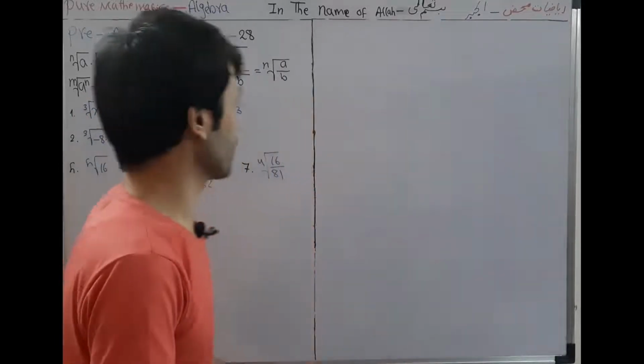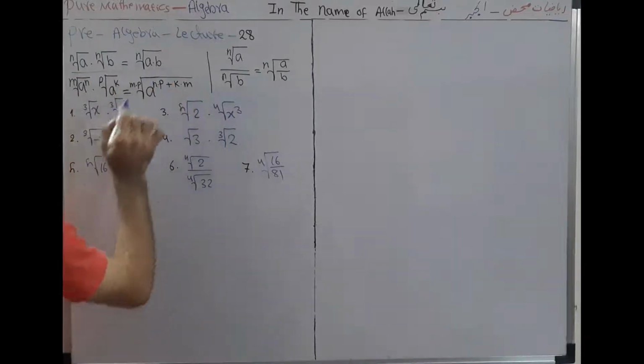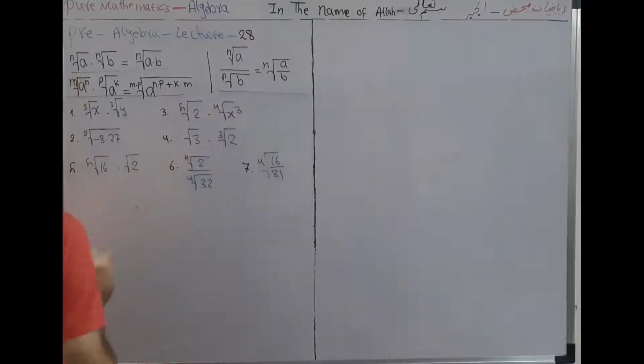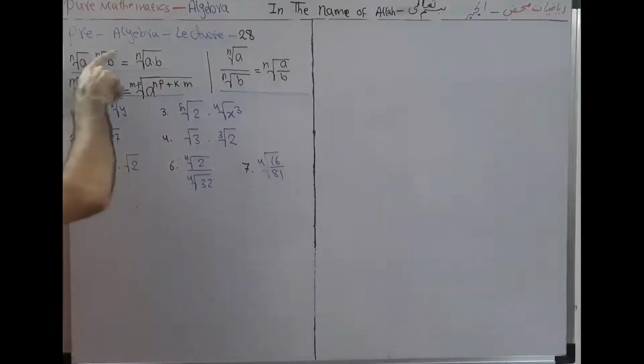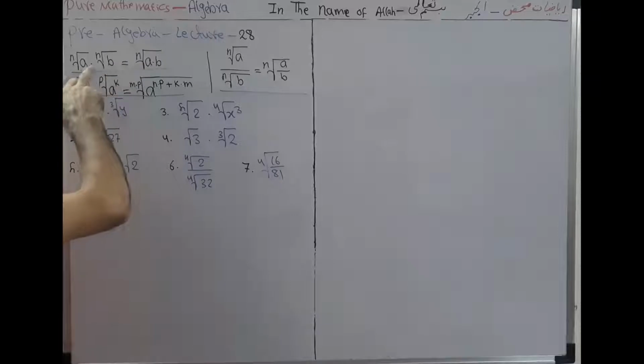In this lecture, we will explain some rules and also we will solve questions about these rules. Here are three rules. First one, the nth root of a multiplied by the nth root of b is equal to the nth root of a times b. If the radicals have the same index, then we write one of them and multiply the radicals together, a multiplied by b.